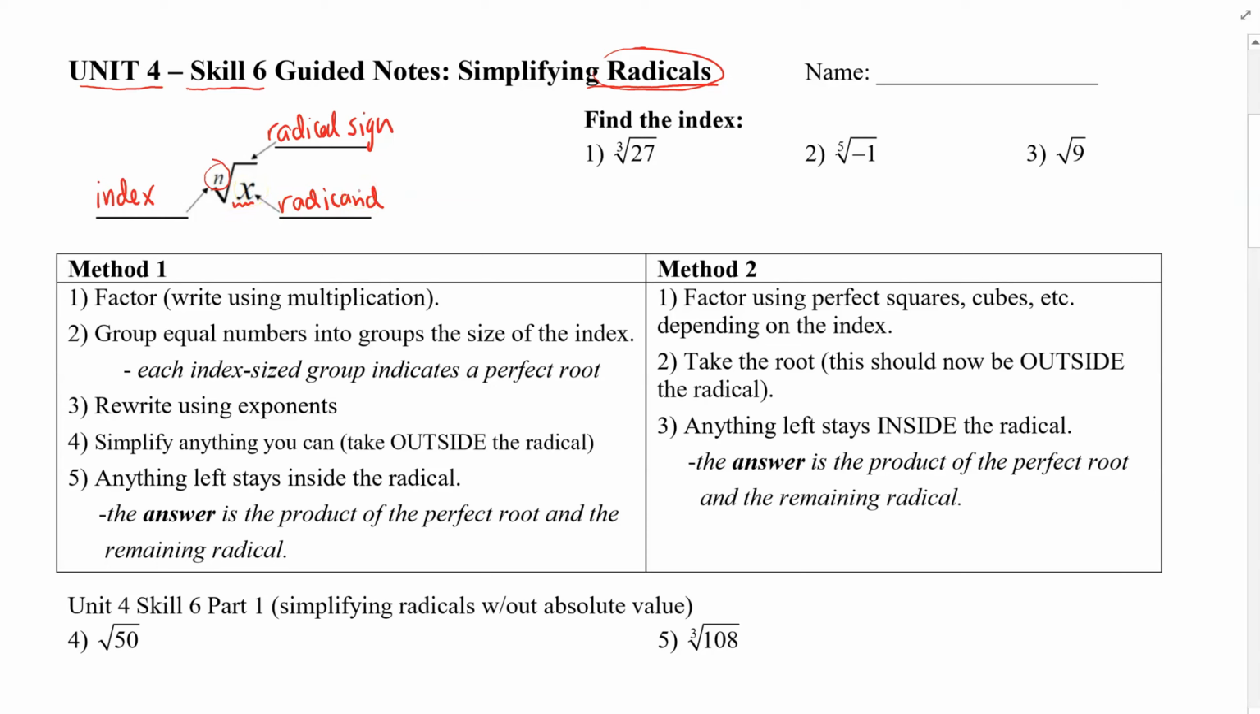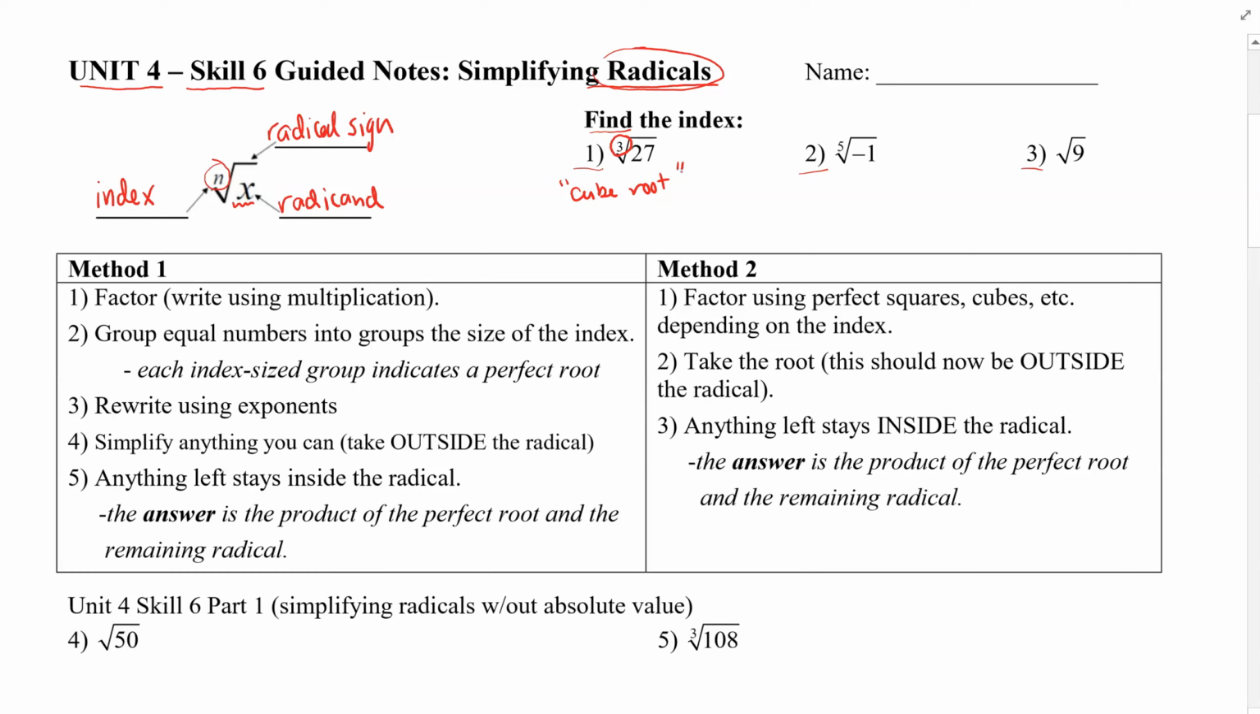Sometimes when I just want to talk about the inside of the radical, I will refer to it as the radicand. Now over here in examples 1, 2, and 3, I want you to basically find the index and then see if you could figure out the value. So in number 1, the index is 3. It's that little number written out in front of the radical sign. And what that means is that we're trying to find the cube root.